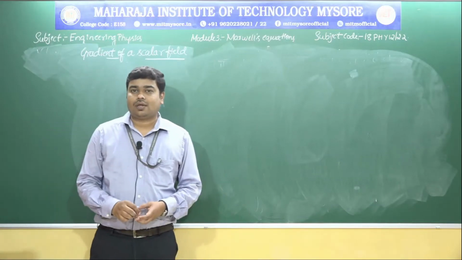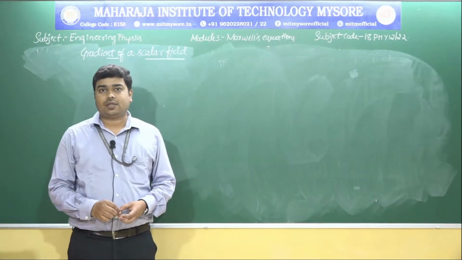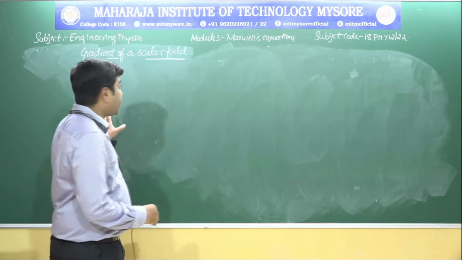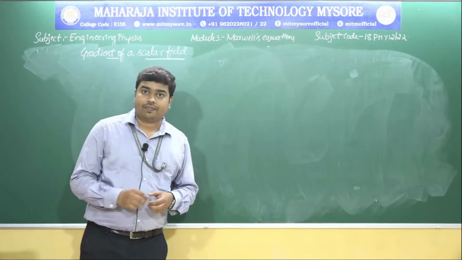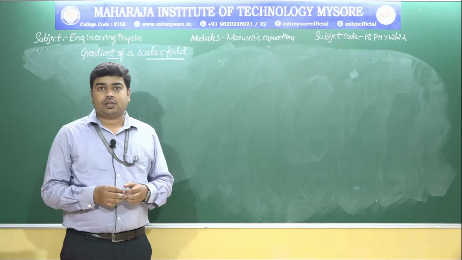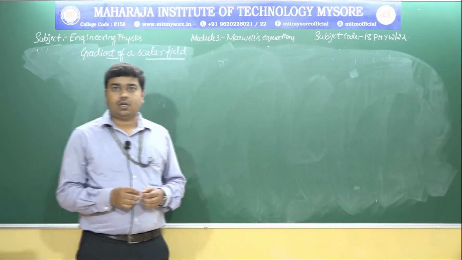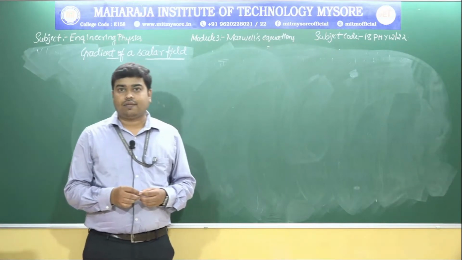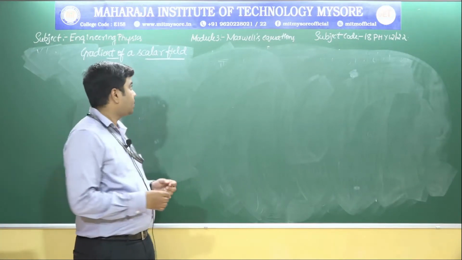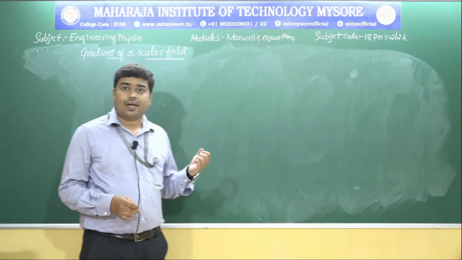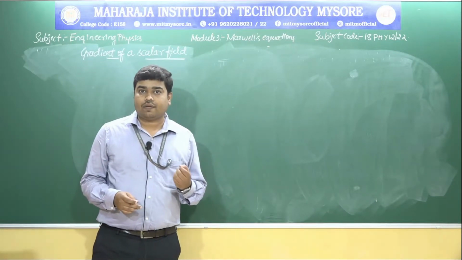Next topics which I am going to discuss is, first one is gradient of a scalar field. Following this, we have topics such as divergence and curl of a vector field. Now let us see what is meant by gradient of a scalar field.